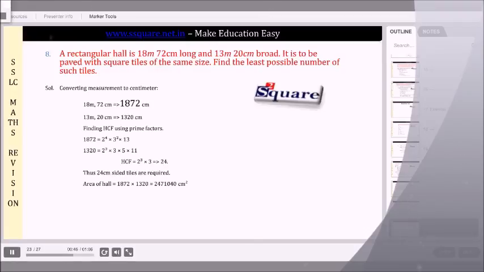Area of the hall is equal to 1872 into 1320, which is 2471040 centimeter square. So area of each tile is equal to 576 centimeter square. So the minimum number of tiles is equal to area of hall by area of each tile. So 4290.